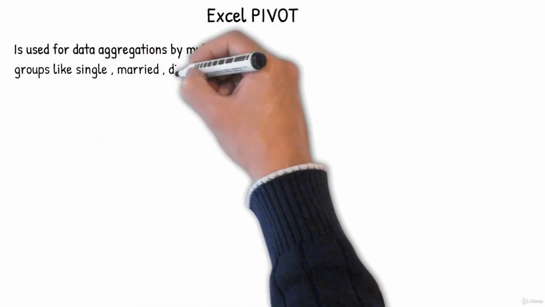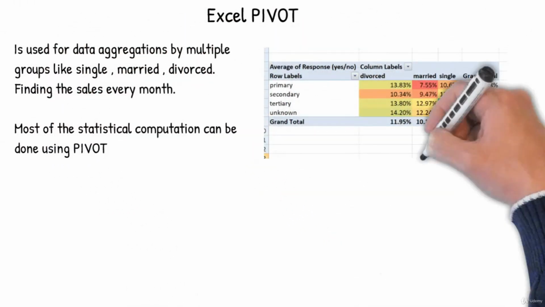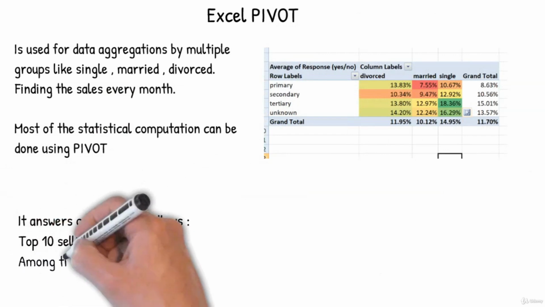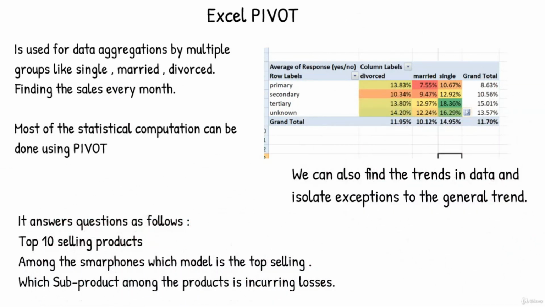Excel pivot is one of the most important techniques for a data analyst. It is used for data aggregation by multiple groups, like single, married, or divorced, or finding the sales of a smartphone every month. Most of the statistical computation can be done using pivot. In our previous session, we used AVERAGEIF with the help of an Excel formula. Now with the help of the pivot, this can be simply done by using a drag and drop process.